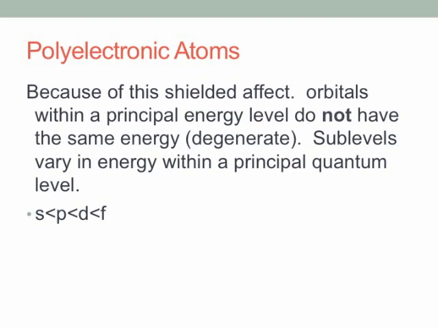Because of this shielding effect, orbitals within a principal energy level do not have the same energy. They are not degenerate. Sublevels vary in energy within the principal level. S is lower than p, is lower than d, is lower than f.